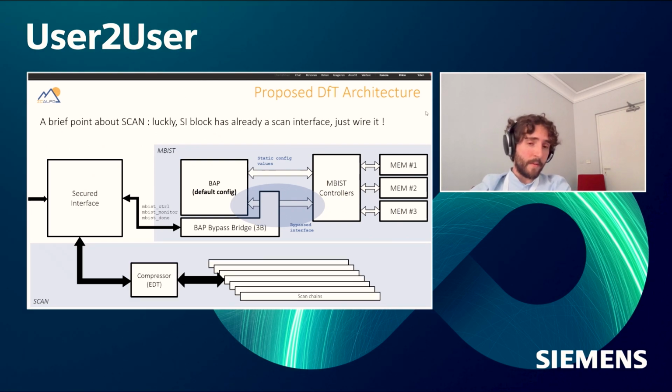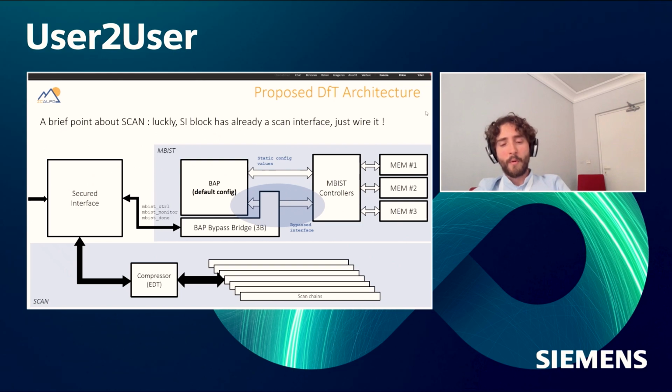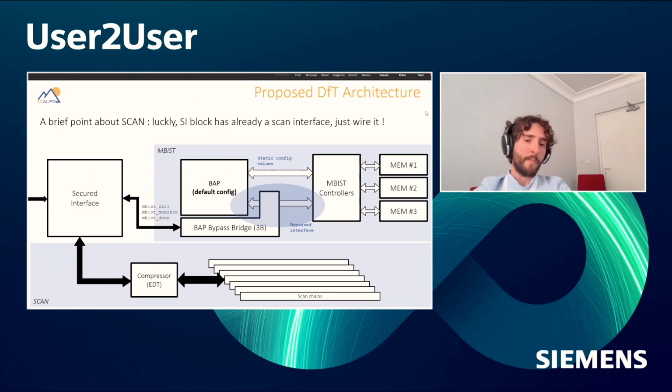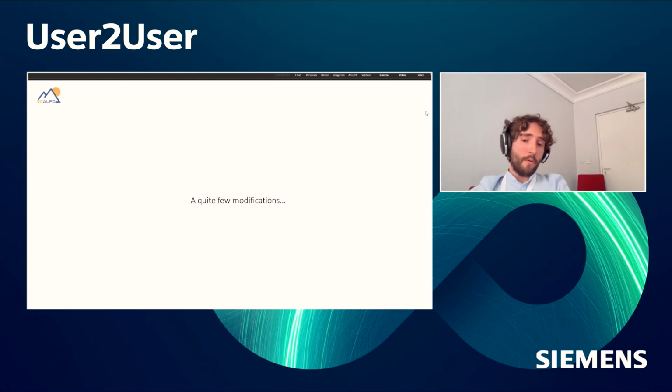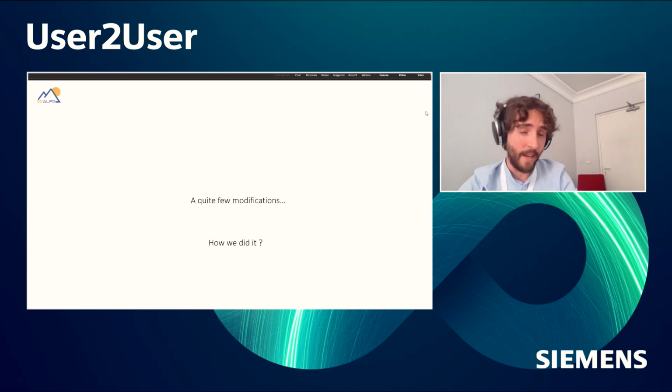And a brief point about the scan. For that part, the client was nice to us because they already provided the security interface with some integrated logic to make the bridge between the external scan interface and our compressor and the scan chains. So we just had to wire it and respect the spec of the security interface. That imposed quite a few modifications in the design. So how did we do that?